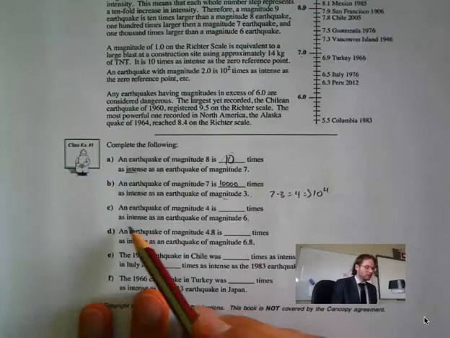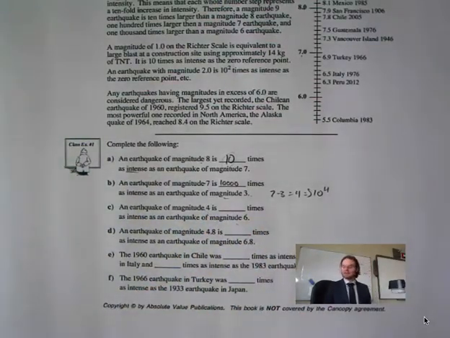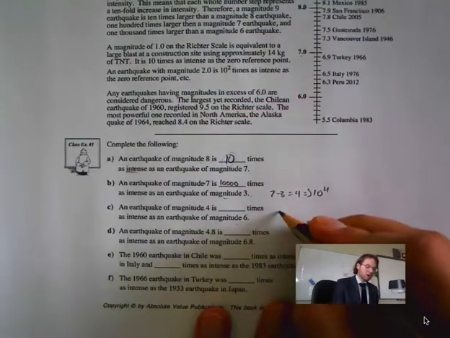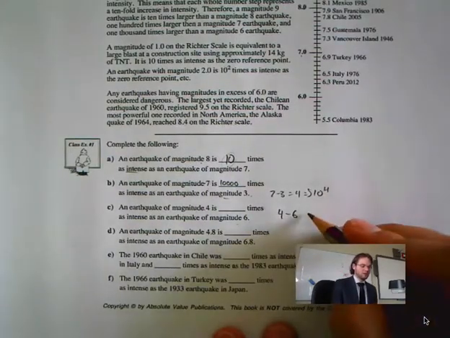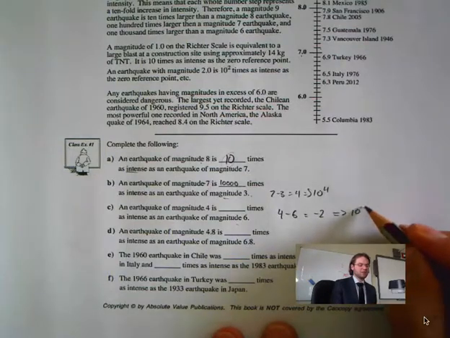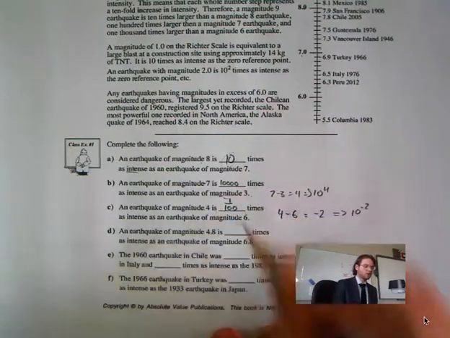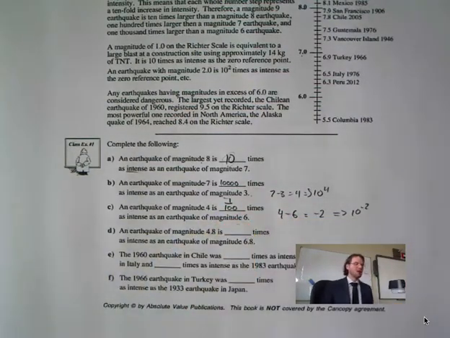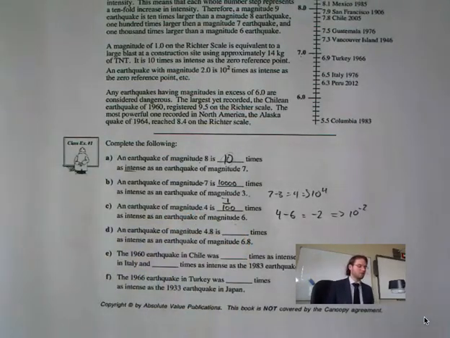Okay, now what about this? An earthquake of magnitude 4 is how much more intense than a magnitude of 6? Well, for this one, I'm going to have to go 4 subtract 6. That gives me negative 2, which gives me 10 to the negative 2. Well, 10 to the negative 2 is the same as 1 over 100. So it's 100th as intense. Think: 6 is 100 times more intense, so then 4 is going to be 100th as intense.